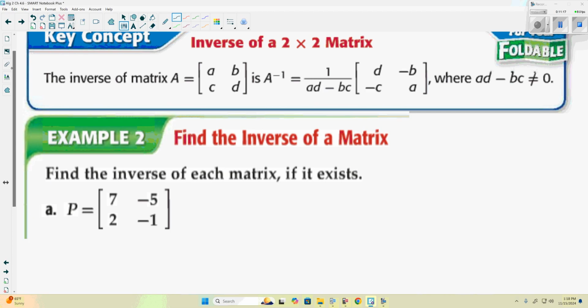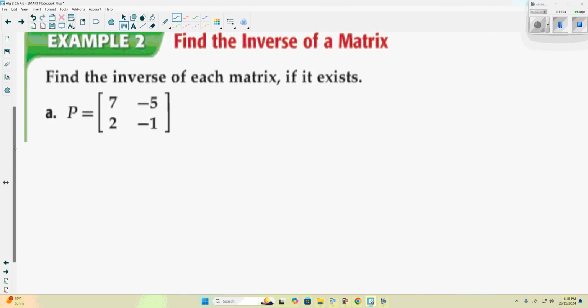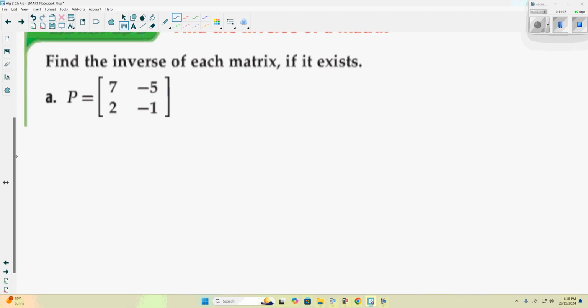Now, for this matrix to exist, AD minus BC cannot be 0. If AD minus BC is 0, it means that the matrix is not invertible. It does not have an inverse.